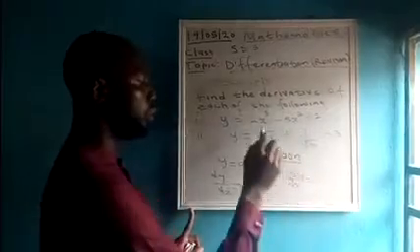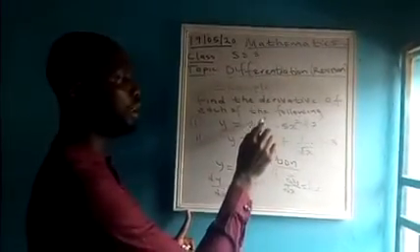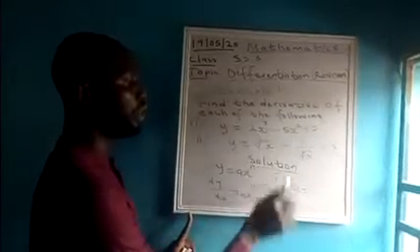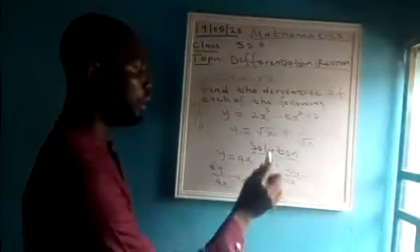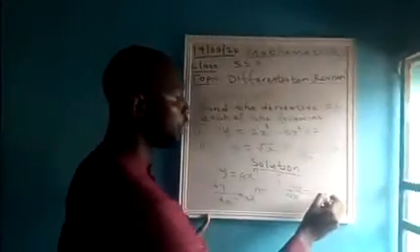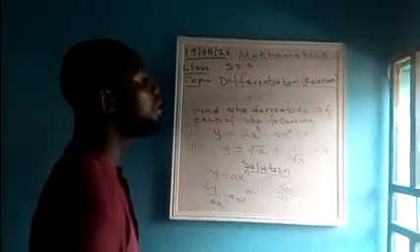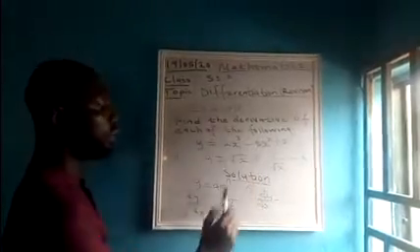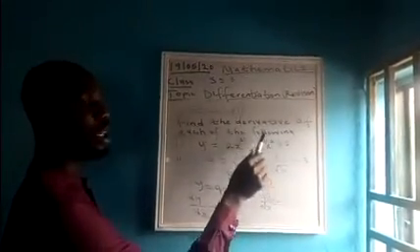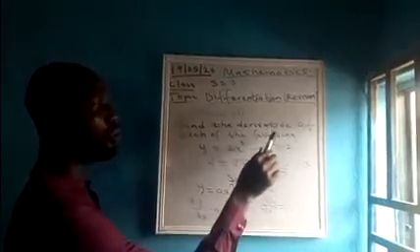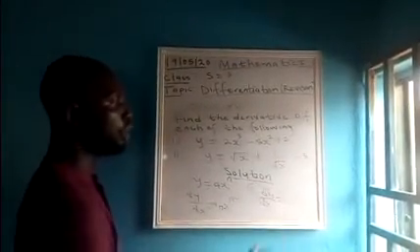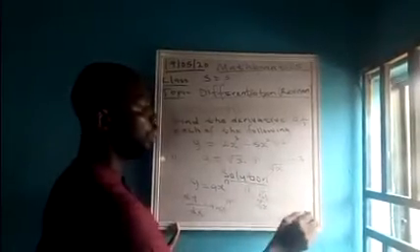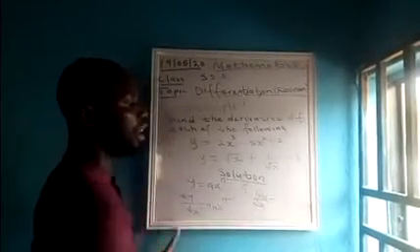x raised to the power what? We subtract the power by 1, and 3 minus 1 is 2. So the derivative of 2x raised to the power 3 is 6x raised to the power 2. The same thing, we have minus here. So the derivative of 5x raised to the power 2, we apply the formula: 5 times 2, which is 10, and we subtract the power by 1. And 2 minus 1 is 1. So 10x raised to the power 1, which is the same as 10x.